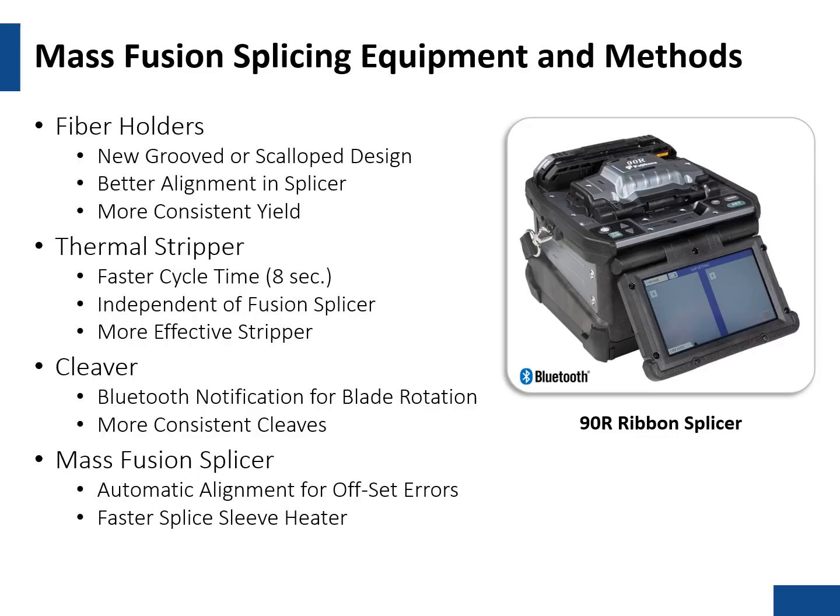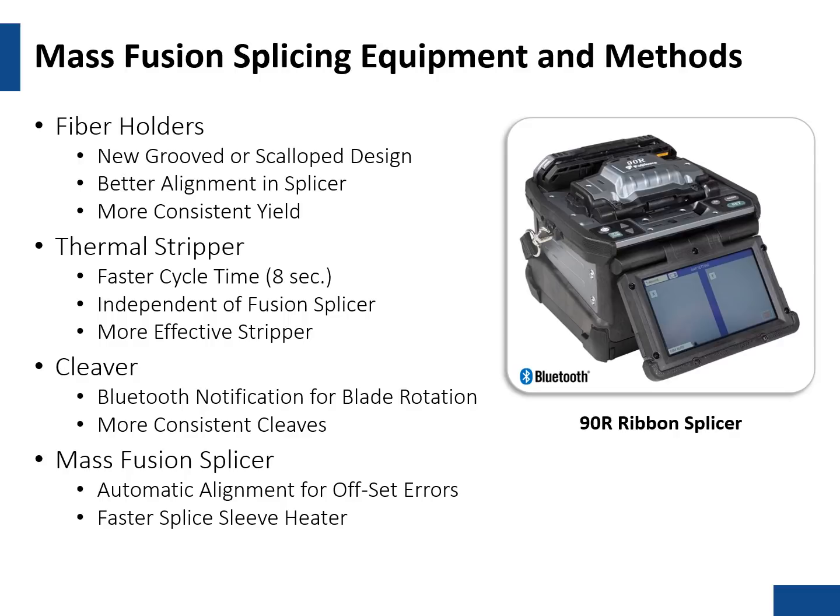Thermal strippers for mass fusion now cycle at 8 seconds as opposed to at times they used to be up at the 30 seconds to a minute. They're now much quicker. Thermal strippers are also basically independent. They're not sucking power off of the battery for the fusion splicer itself. They have their own battery systems. In single fusion, we use a mechanical stripper.